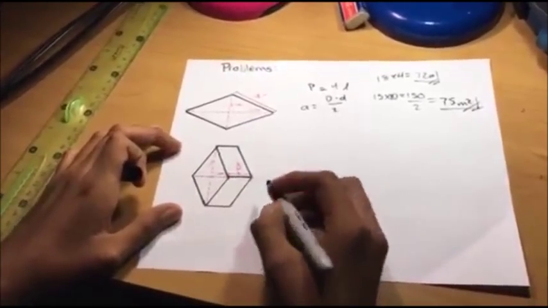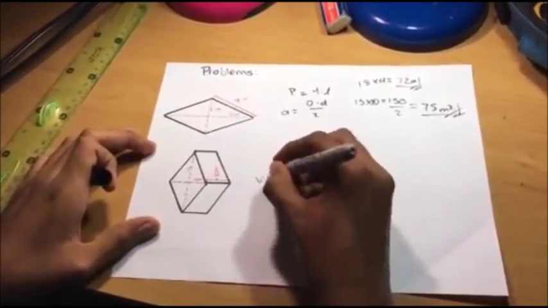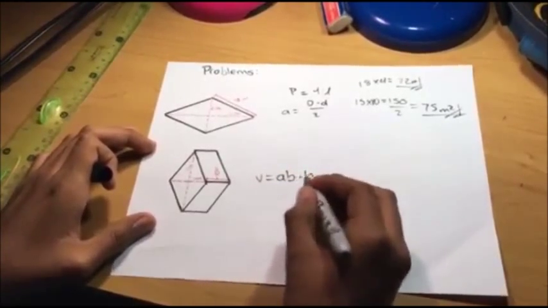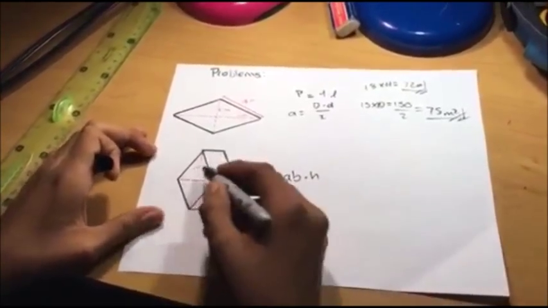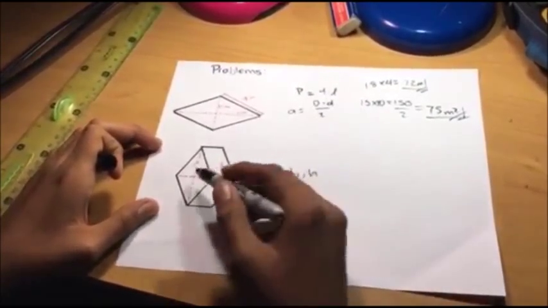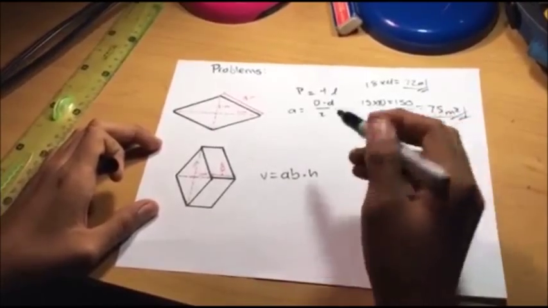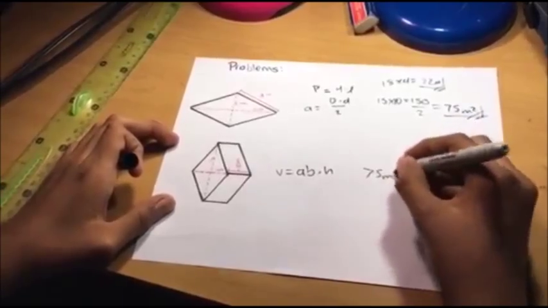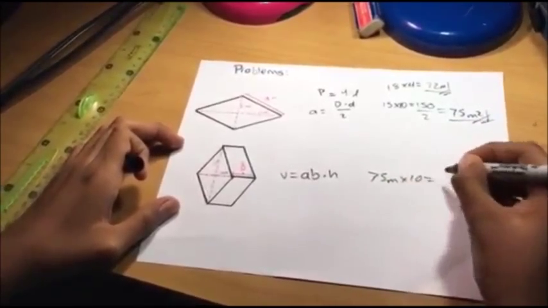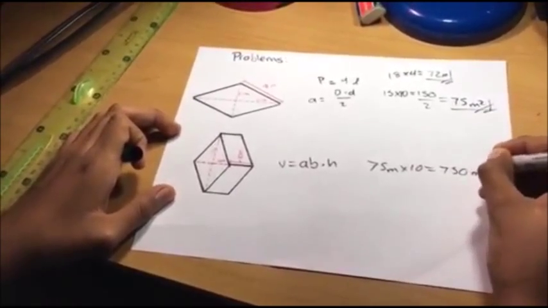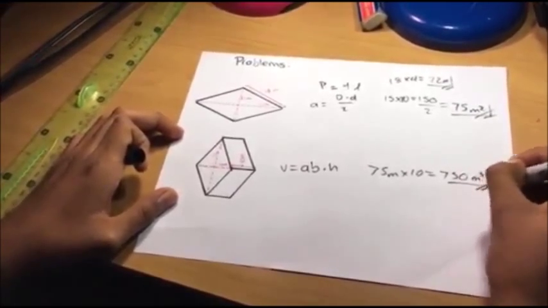Now for the prism, we're going to use the volume formula, that is AB by H, the area of the base by the height. Now we are going to use the same measures as this figure, and it's this area. So we are going to take 75 meters by H, that is 10. So this is 750 cubic meters, and that is our volume.